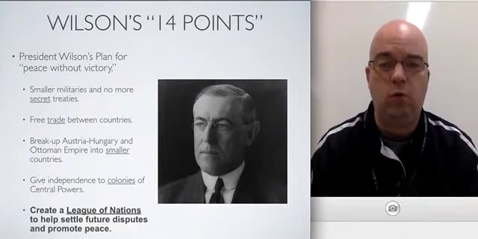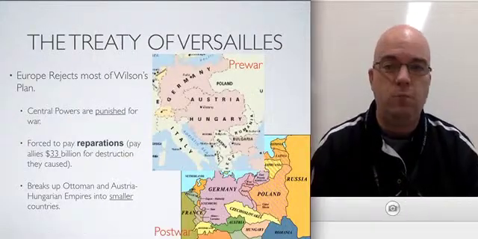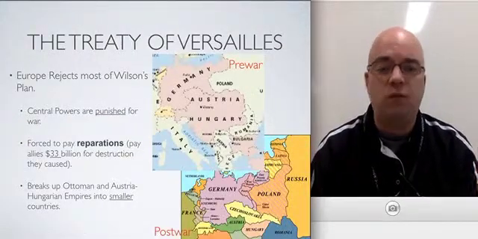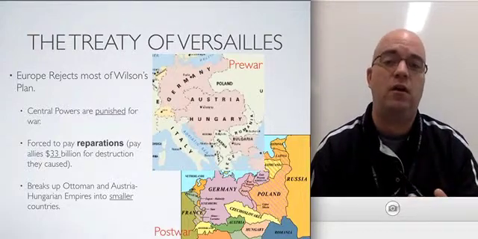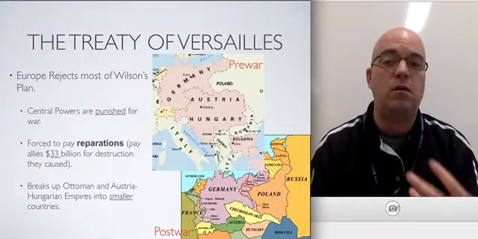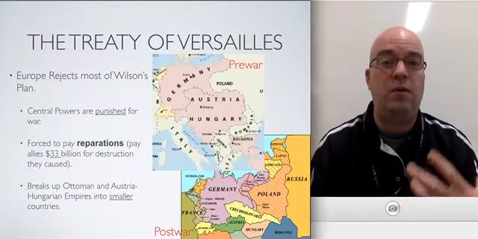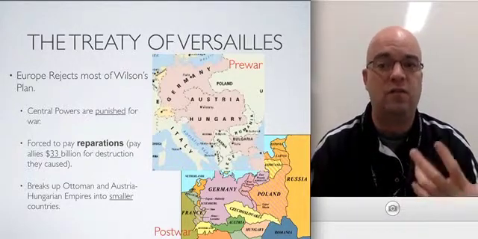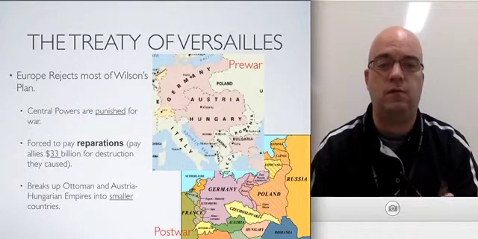He's really hopeful that the other Allied leaders go for it, and they don't. Most of the European leaders, who are sick of the war after four years and have suffered tremendous casualties in this war, reject most of Wilson's plan. They really are in the mood of punishing the Central Powers, specifically Germany. They feel Germany is at the root cause of this conflict.